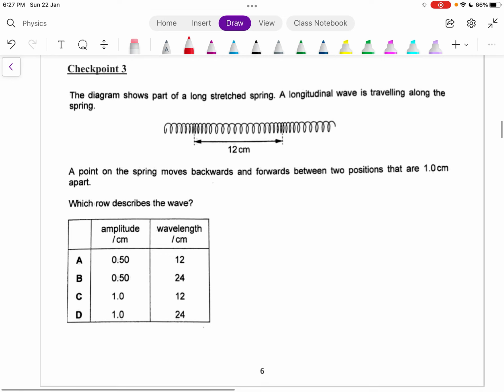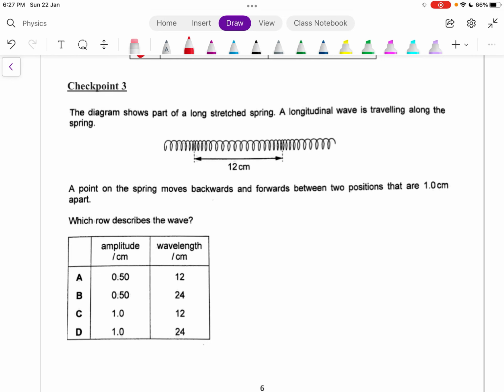Okay, so let's go through checkpoint 3. This one is an O-level question, but I forget which year already. The diagram shows a part of a long stretched spring. A longitudinal wave is traveling along the spring. A point on the spring moves backward and forward between two positions that are 1 centimeter apart. Which row describes the wave?